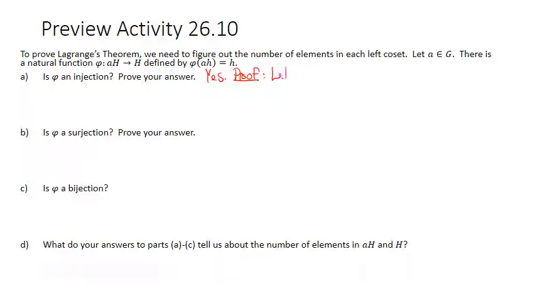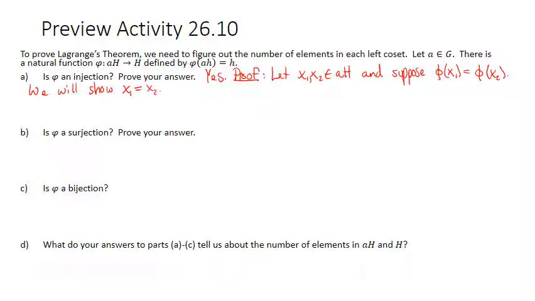So I'm going to take two elements from the domain. I'll just call them x1 and x2, just like I always call them. And this is the domain here. And we're going to suppose that these give us the same output from the function. Okay, and then our job to prove that this is an injection is we will show that x1 has to equal x2. So that's just a standard way of proving an injection.